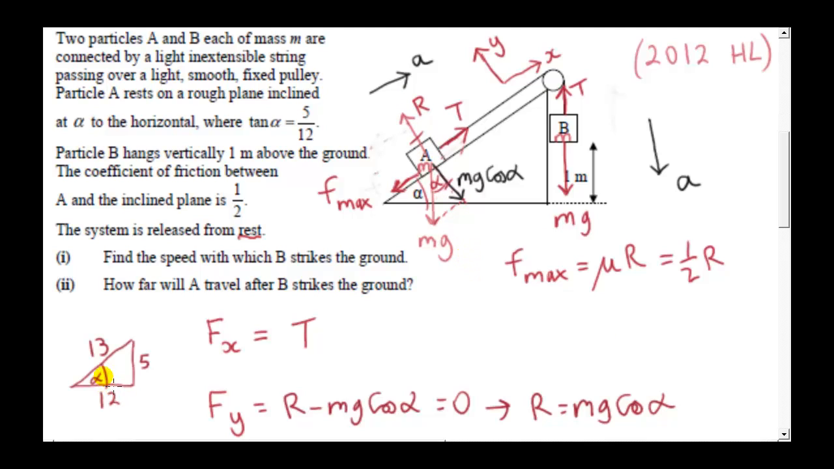Now we know what alpha is. Well, tan alpha is 5 over 12, so the hypotenuse here is 13. So cos alpha is 12 over 13. So knowing what R is, we can get the maximum friction force. We get half of 12/13 mg, which is 6/13 mg.